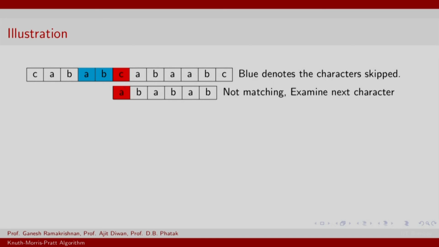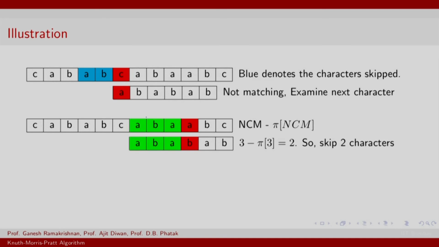So we start with matching A and C, no match. We proceed. Starting at the next position we have 3 matches, and again what do we find? There is a mismatch at the 4th position. We look at pi of 3, the length of the longest prefix of ABA that happens to be a proper suffix of ABA, which is 1, and that is basically A here, and I know that this A will match this A. So therefore what I can do is skip the characters that come in the middle.